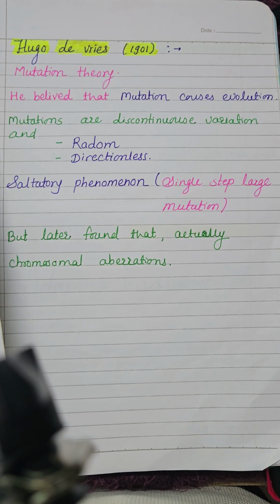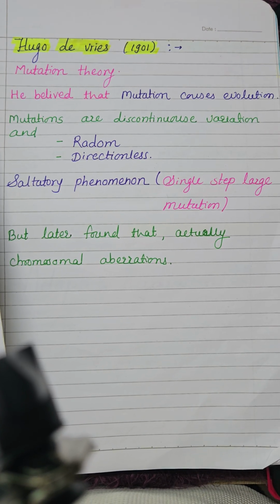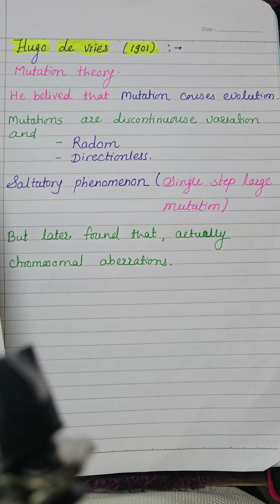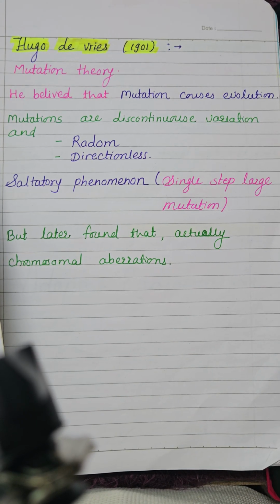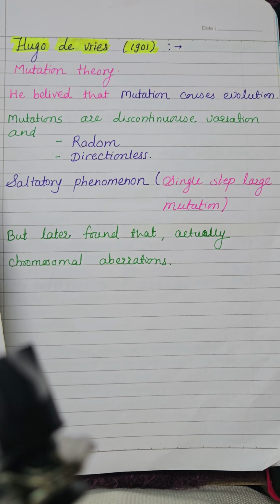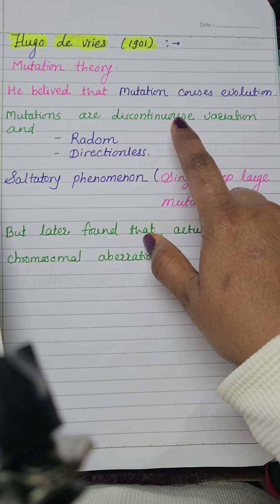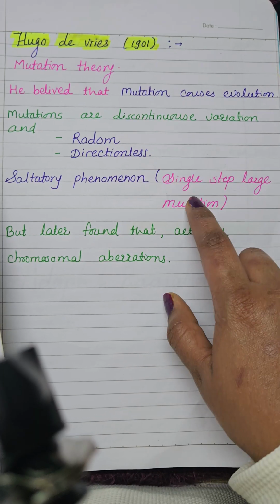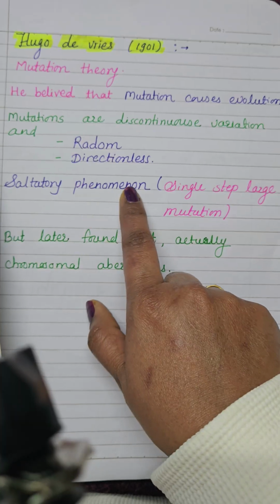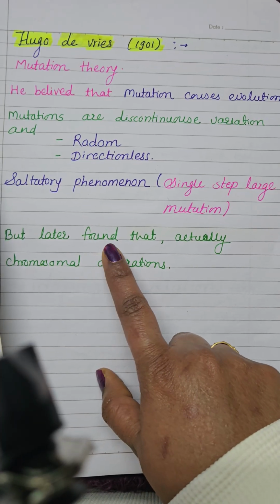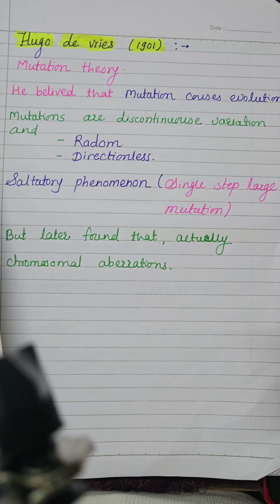Okay, and the next theory is the mutation theory, proposed by Hugo de Vries. उन्होंने हमें mutation theory दी है. Okay, he believed that mutation causes evolution. And mutations are discontinuous variations and they are random and directionless. And single step large mutations occur. This is called the saltatory phenomenon. But unfortunately it was later found that actually mutation is only a chromosomal aberration.